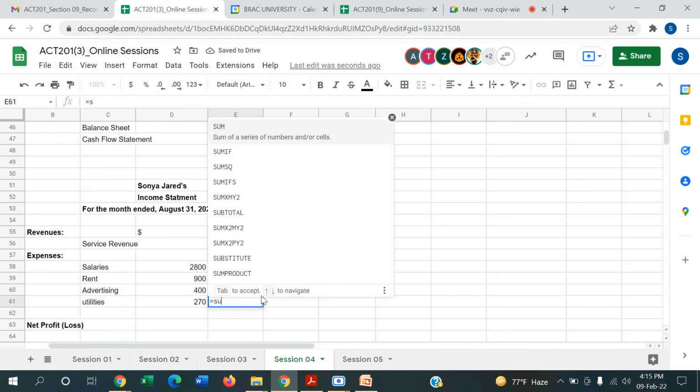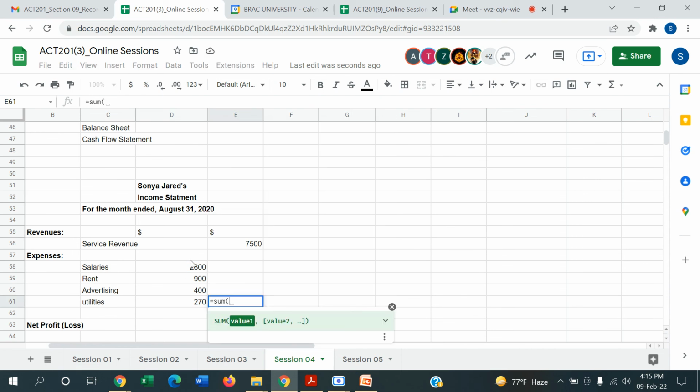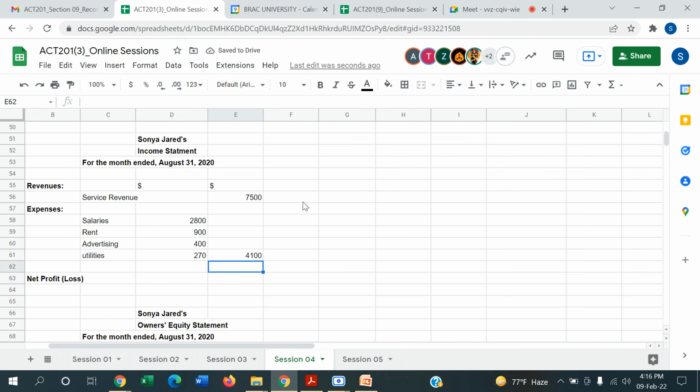So you can find out the total expenses here. Now we can see 7500 was the total revenue, 4100 was the total expenses. Revenue is higher than the expenses, and the difference between these two is net profit or loss. So what is it? It is a profit for the organization.